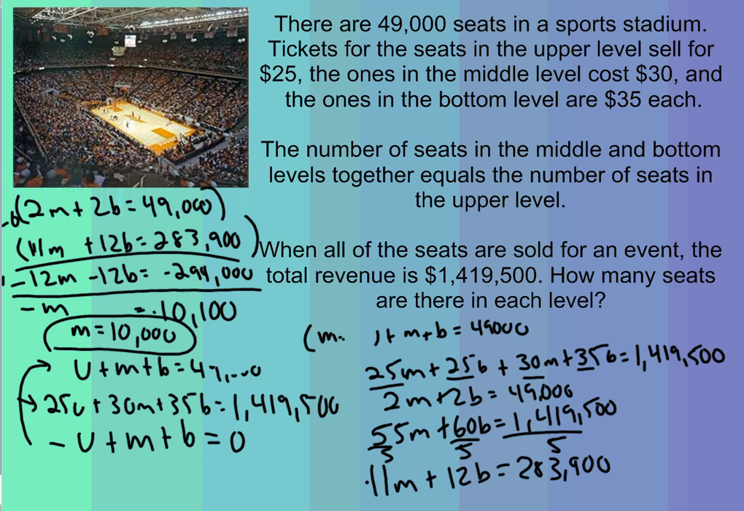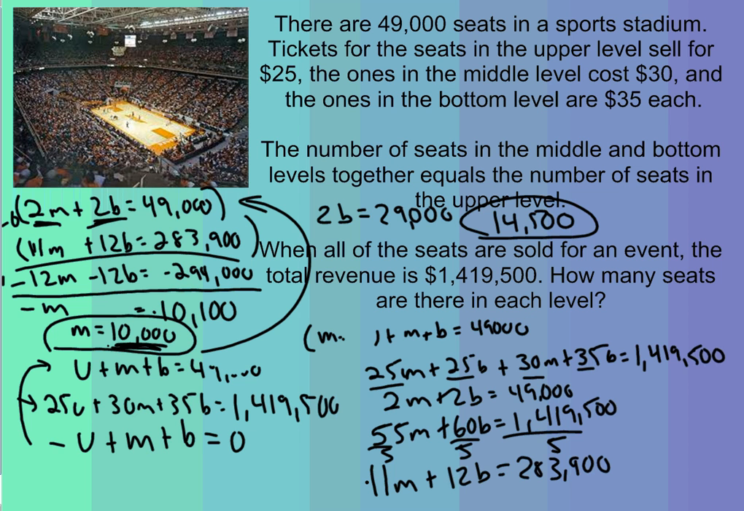All right, if I substitute that back into really anywhere, I can figure this out. So 49,000, 2 times 10,000 is 20,000. That means 2B equals 29,000. All I did to do that was substitute 10,000 in here for M and solve it. So on the bottom level, there's going to be 14,500.